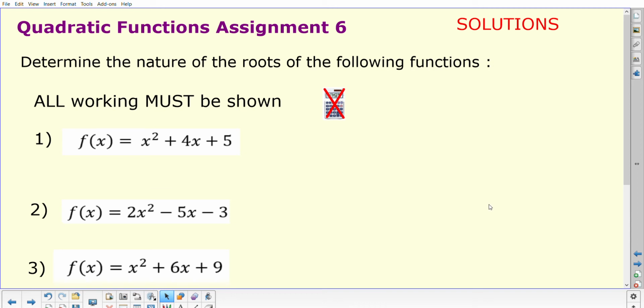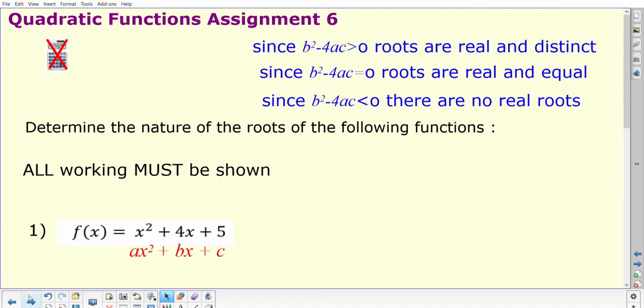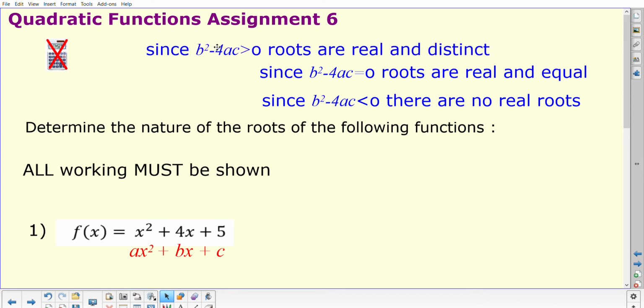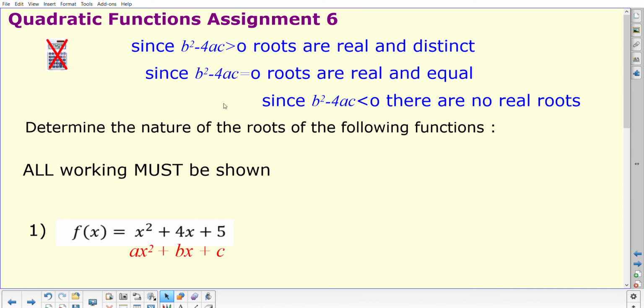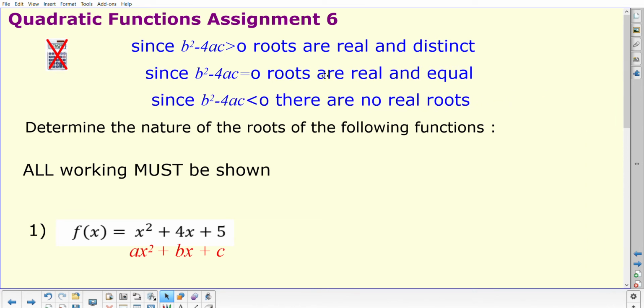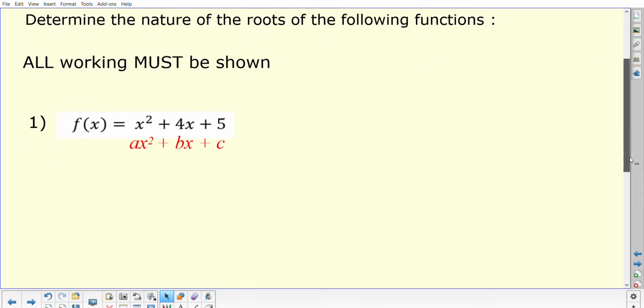So we're going to look at the solutions for the quadratic functions assignment 6, and you had 3 questions to do. For each of them you were doing the same thing. You were determining the nature of the roots of the function. What we mean by that is we need you to work out the discriminant and then use one of these statements here as your final conclusion that relates to the value of b squared minus 4ac, which is what we refer to as the discriminant.